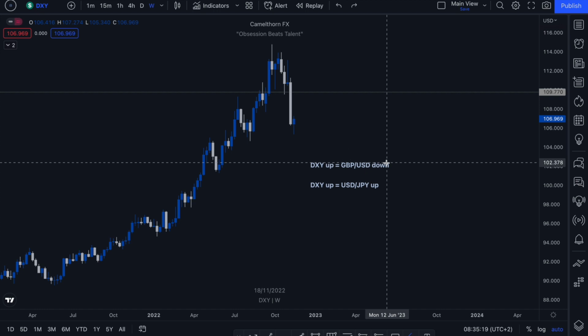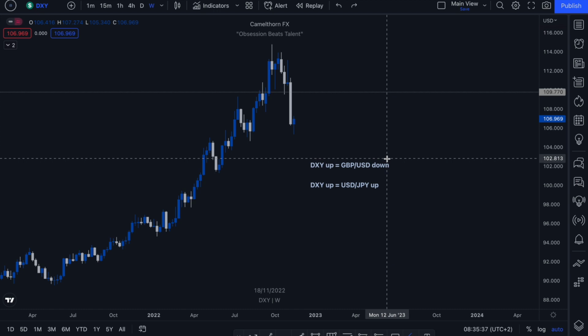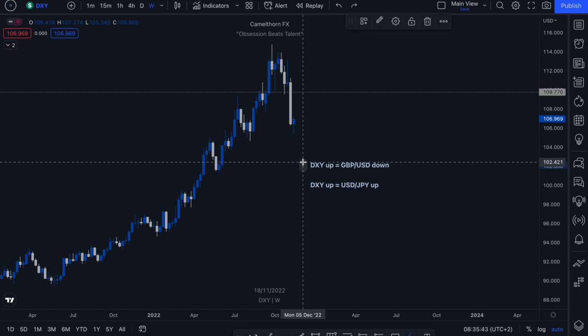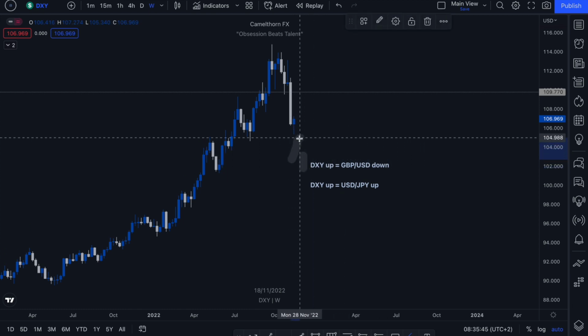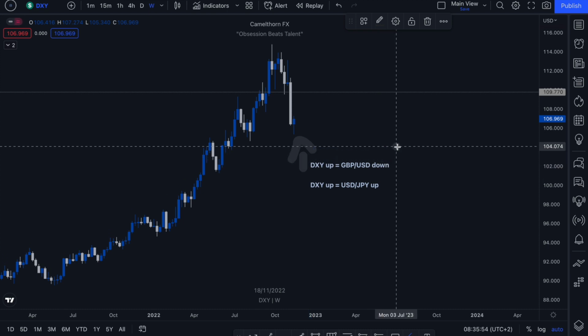So in currency pairs where the US dollar is your quote currency, those currency pairs will essentially have an inverse correlation to the DXY. So what do I mean by an inverse correlation? Essentially, whenever the DXY is trending upwards, these currency pairs where the US dollar is the quote currency, or the second currency, will tend to trend downwards, right?